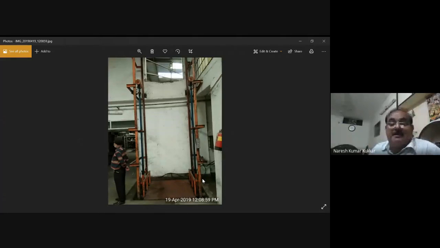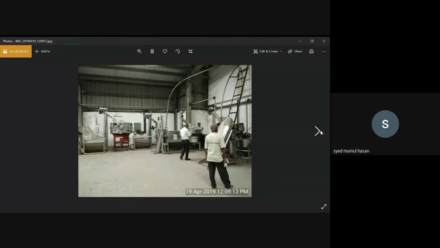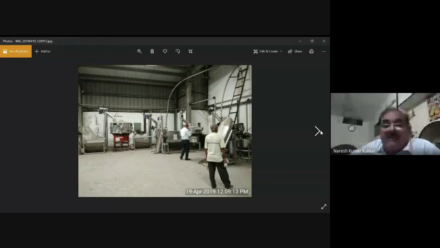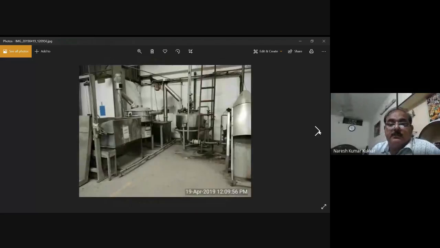Now this is another factory. Is the photo visible to you? Yeah, visible. This is a biscuit manufacturing, Kurkure and all types of finger chips manufacturing factory. Here food products are involved. All machines are usually made of SS. MS is not used anywhere.